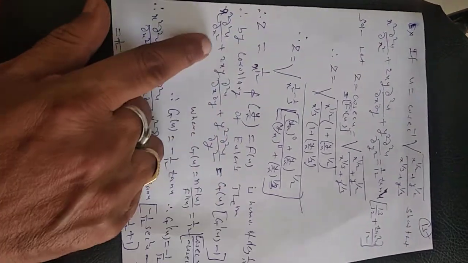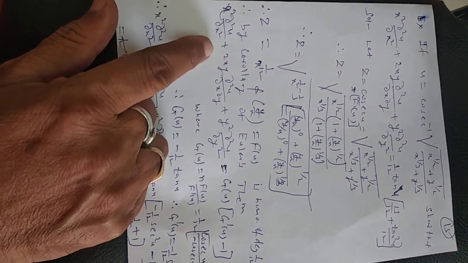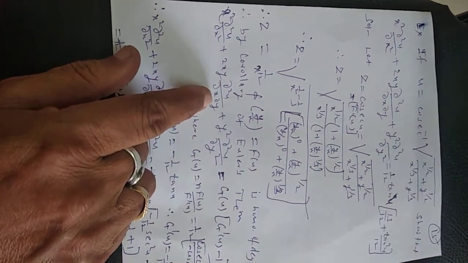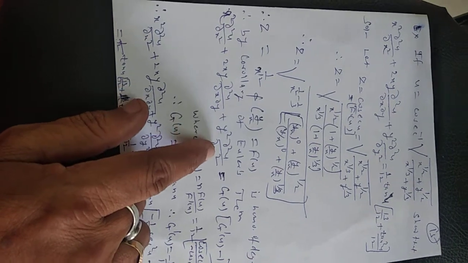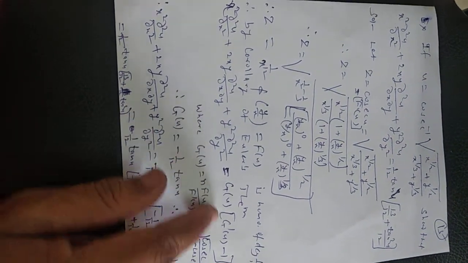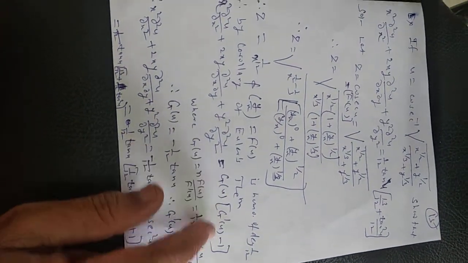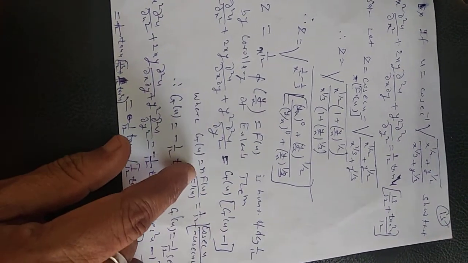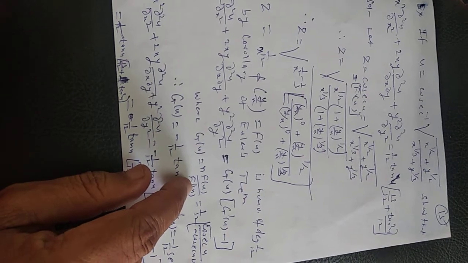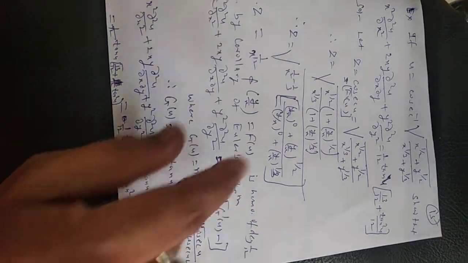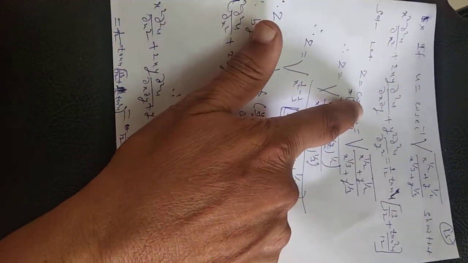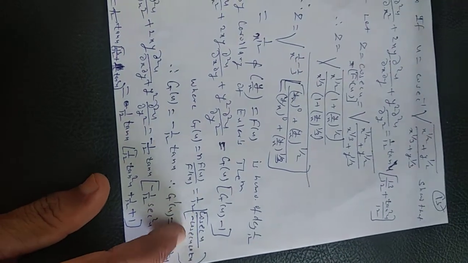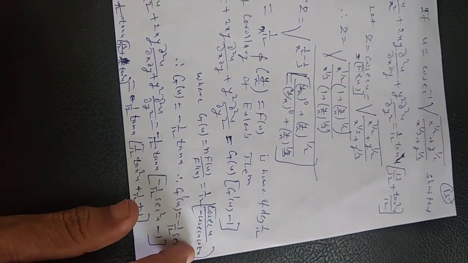So by the corollary of Euler's theorem, x square ∂²u/∂x² plus 2xy ∂²u/∂x∂y plus y square ∂²u/∂y² is equal to g(u) into (g'(u) minus 1). But what is g(u)? g(u) is n into f(u) by f'(u). So what is f(u)? f(u) is cosec u. What is f'(u)? The derivative of cosec u, minus cosec u cot u.